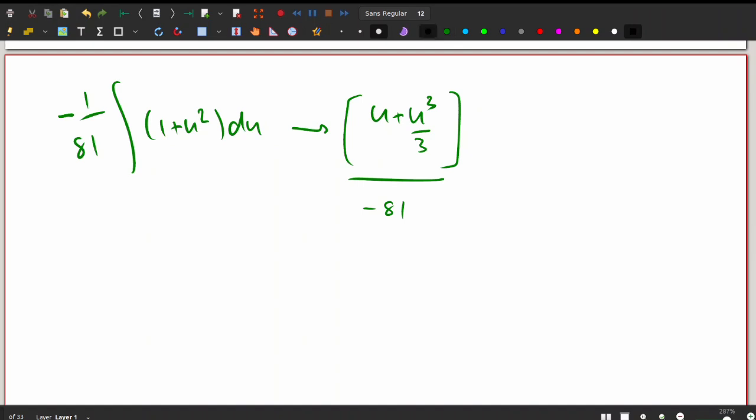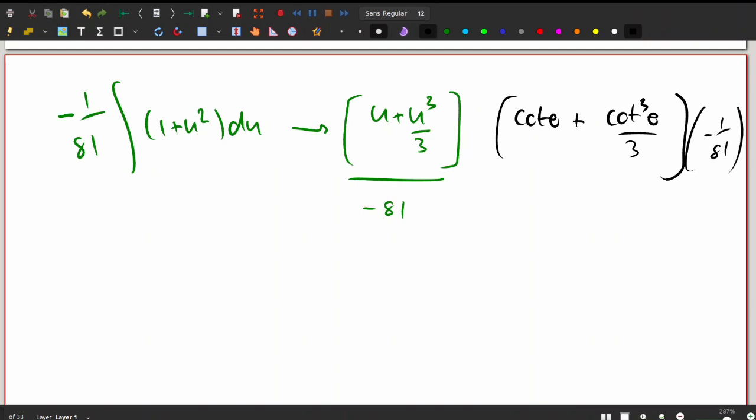So firstly, let's rewrite it in terms of theta. It's going to become cotan theta plus cotan cubed theta over 3, all of this times negative 1 over 81. Finally, let's turn our functions of theta into functions of x. So we're going to draw a triangle and remember our original assignment of x. So we said that x over 3 had to be equal to sine theta.